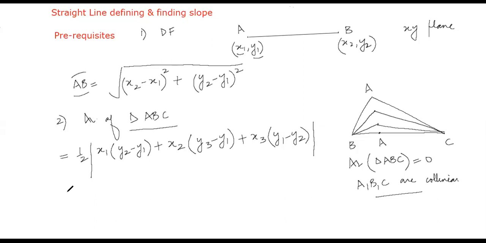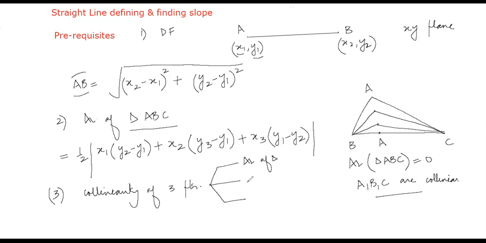Then these two formulae are there. The collinearity of the points, whether these points are on the same straight line or not, can be proved in 3 ways. This is the third prerequisite. Number one, by calculating the area of the triangle, and in case it's coming 0, we know 3 points are collinear. Number two is by the distance formula as mentioned above.